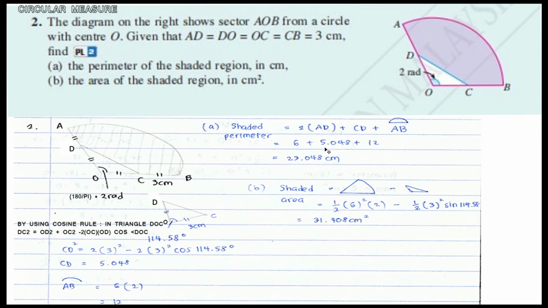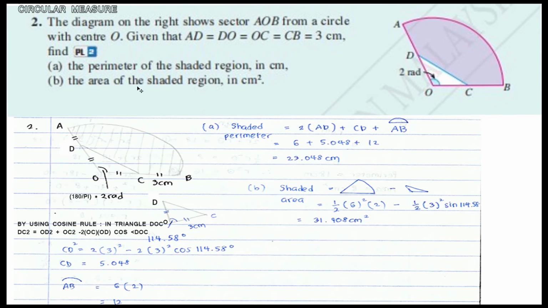Substitute this value here, 5.048 plus the length of the arc. When you use the length of the arc formula and area of the sector formula, theta should be in radians. So use 2 radians, 2 times this length, r theta. The length of the arc, this AB, is equal to this angle times this radius. This whole radius is 6. 6 times 2 is 12. Substitute the value to get this answer, 23.048.